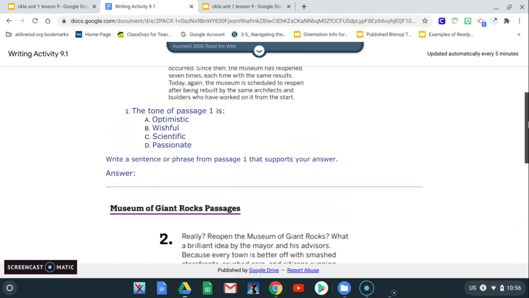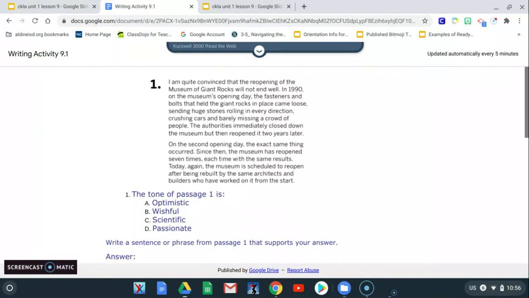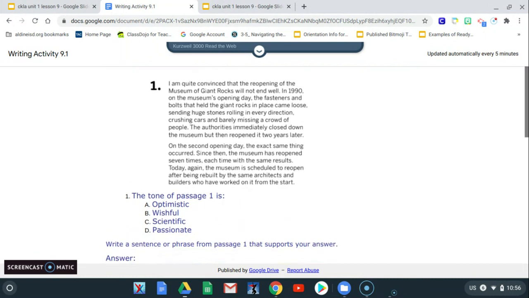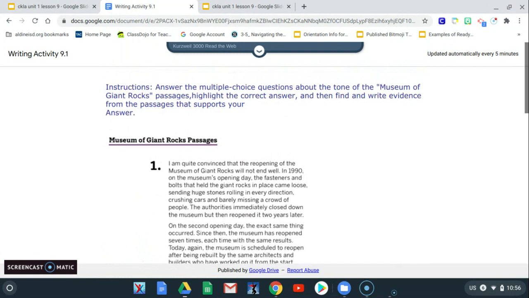And then that's it, boys and girls. So make sure that you take your time and read these passages thoroughly, so that you can get the perfect and correct tone that the author was trying to portray. Take your time. Make sure you highlight only one answer, and make sure that you list your phrase or quote or sentence that supports your answer. Do well, and then submit it on Schoology.